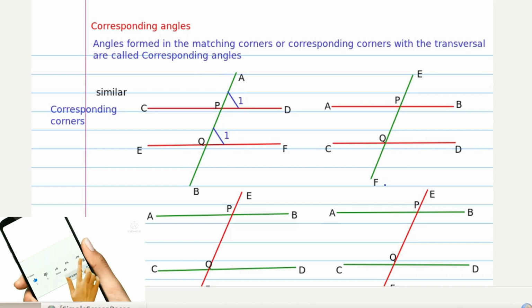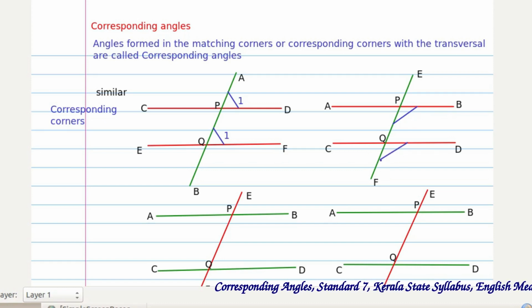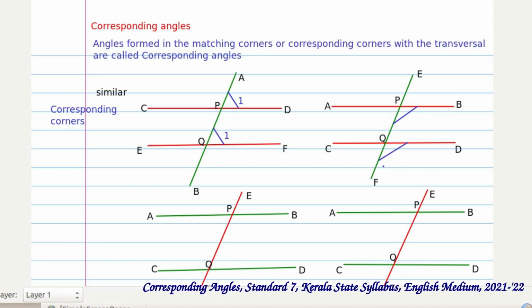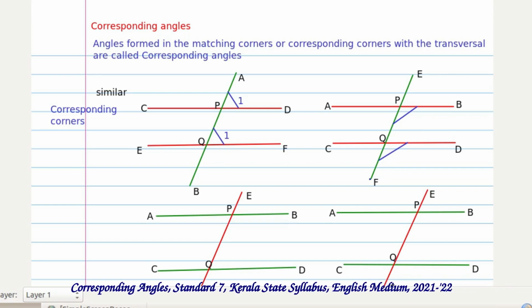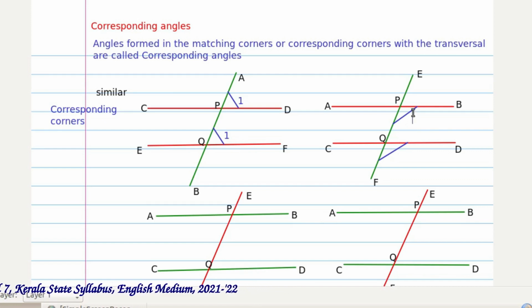Okay, here it is, angle FPB. Then where do you see an angle exactly in the same position here? Here it is. So these two angles, angle FPB and angle FQD, are called corresponding angles. So this is corresponding angle number 2. I can say these two are pair of corresponding angles number 2.